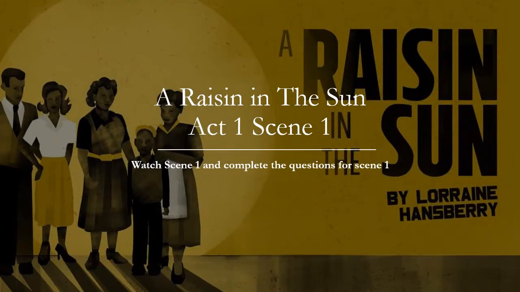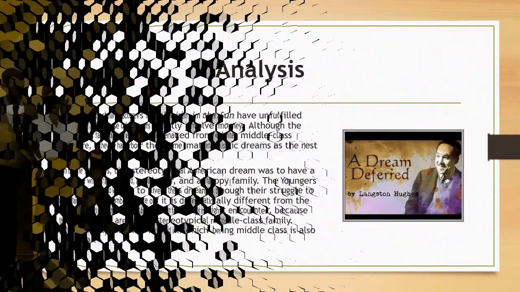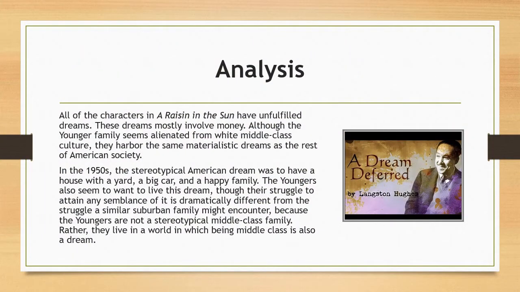So let's talk a little bit about the events of A Raisin in the Sun, Act 1, Scene 1, which we watched on Thursday and Friday, and which you need to watch to complete this assignment. In the film, it's the first 35 minutes of the film. So let's do some analysis.